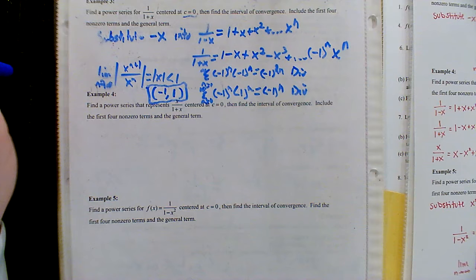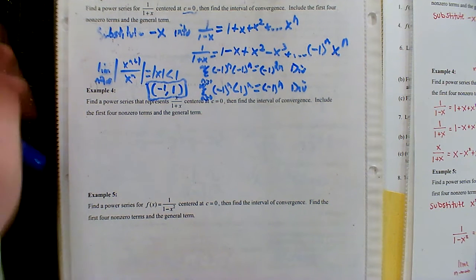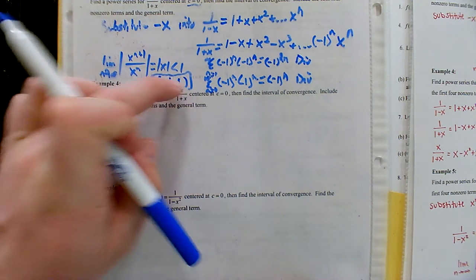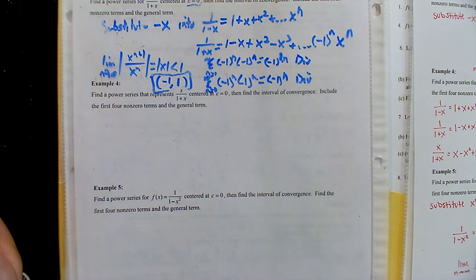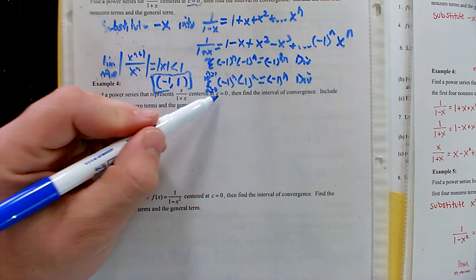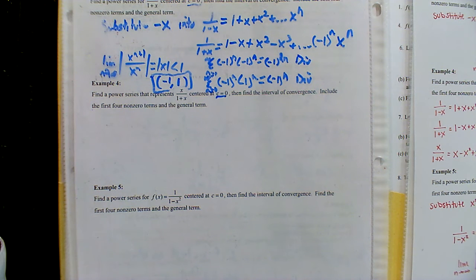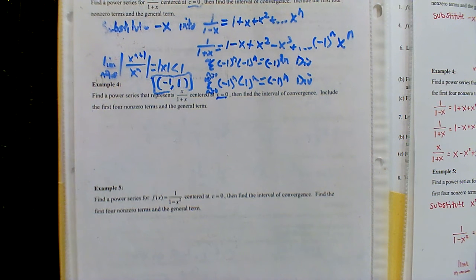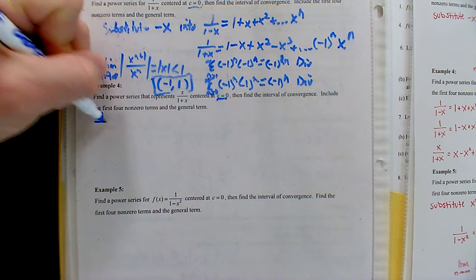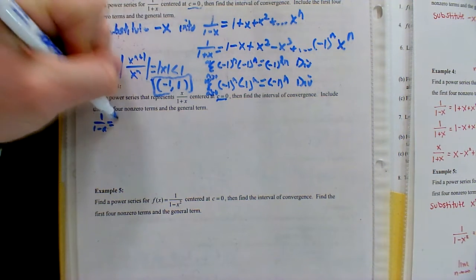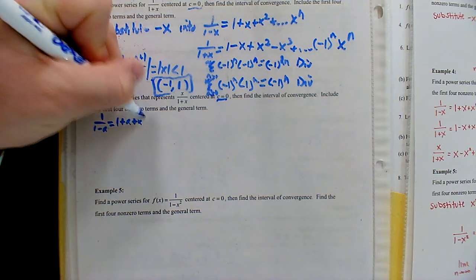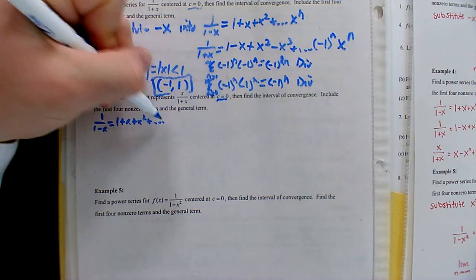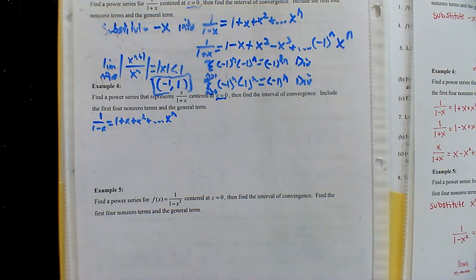Good so far? All right, so number 4 is going to be similar. Erase a little bit there. So this power series is going to be x over 1 plus x. Again, center at 0, that's important to us. Find the interval, 4 non-zero terms, and the general term. So we're going to go through the same process. Again, we know the original, 1 over 1 minus x, 1 plus x plus x squared, dot dot dot, x to the n. So we know that's the original.